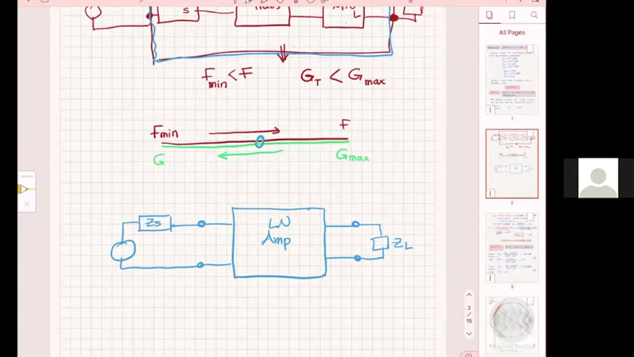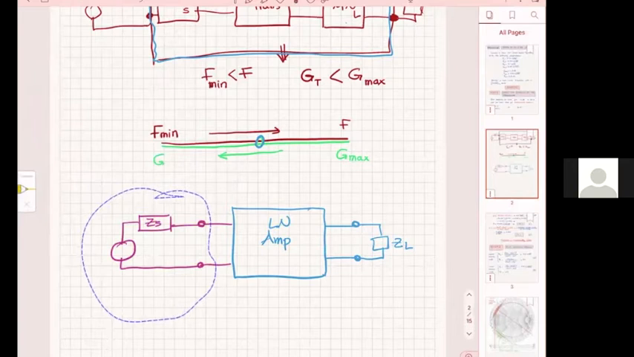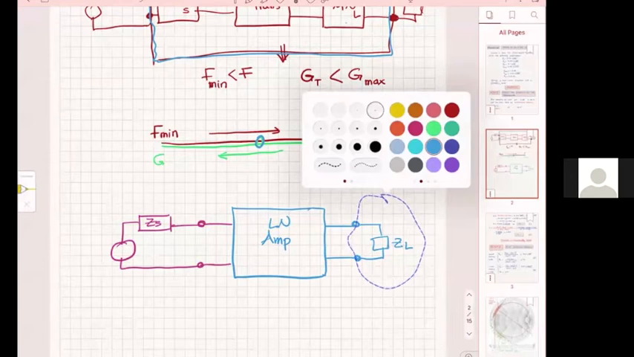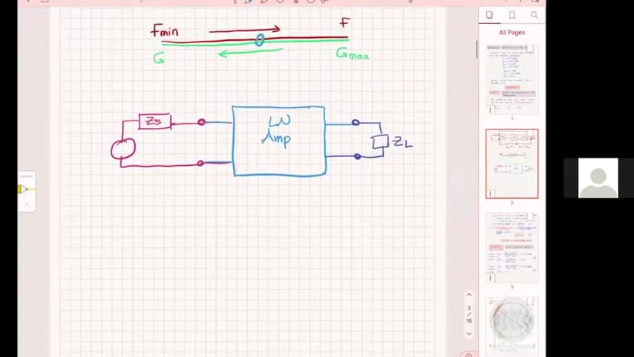In this one, this part here might not necessarily be a simple source, and this part there might not necessarily be a simple load. What that means is that on the source end, you may have something else. Remember, where do we place the low noise amplifier in a system? Do you remember? In a receiver.